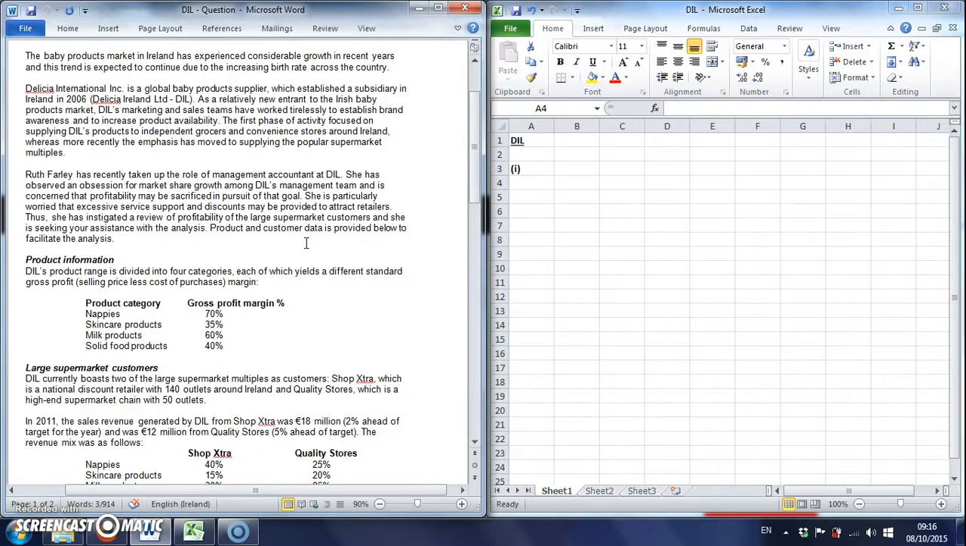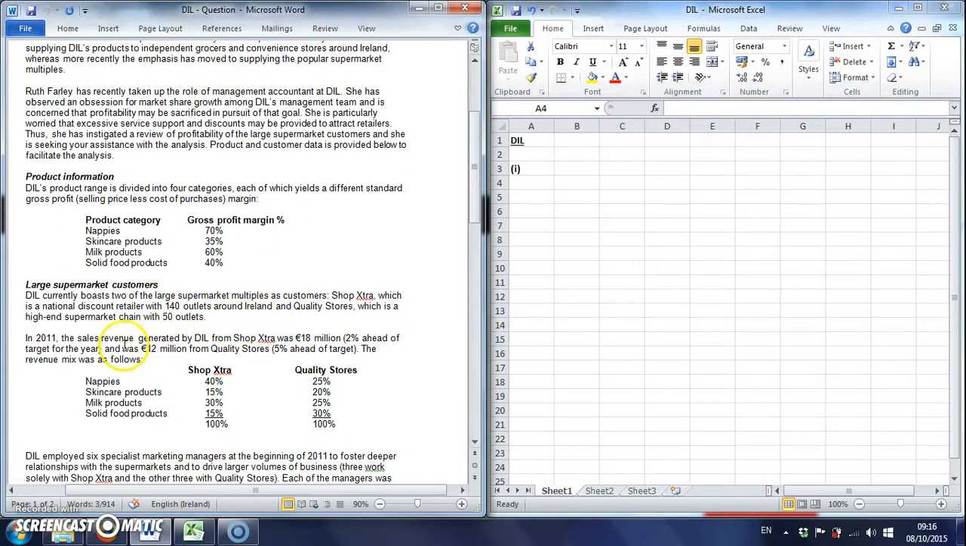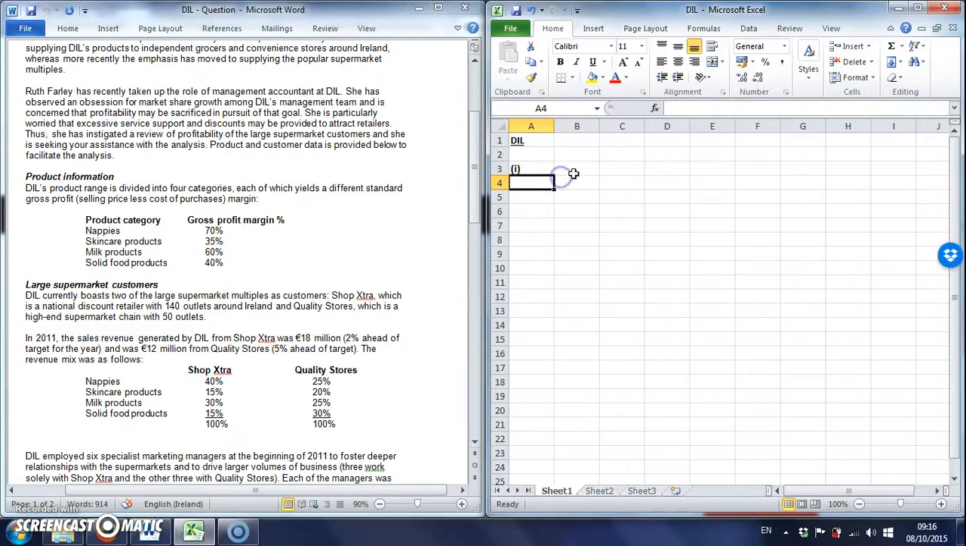So first part in any customer profitability analysis is, look, we need to understand what's the revenue from each customer base. Then we'll move on to the costs. So you're already told here revenue from Shop Extra is 18 million and revenue from quality stores is 12 million. And you're given in these proportions, 40%, 15, 13, 15. The first protocol is split out the revenue because each of those has a different gross profit margin, i.e. how much gross profit you're making on each product line. So we'll separate out then.